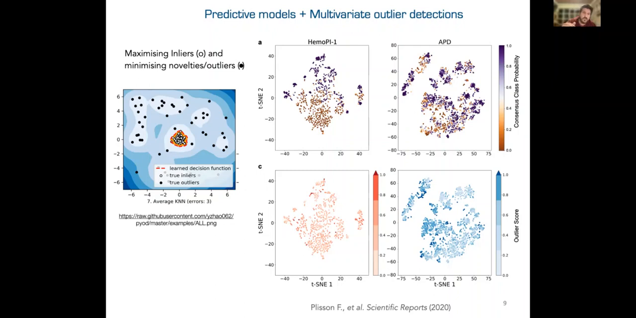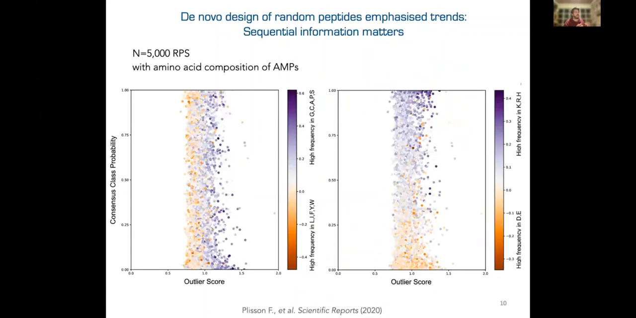So what you see at the bottom, basically the darker the red or the darker the blue, the more the sequence is outside the scope of prediction of the actual training set. So that means you cannot rely on the predictions that your original model gave. We actually decided to do a de novo design of random peptides to emphasize those trends.